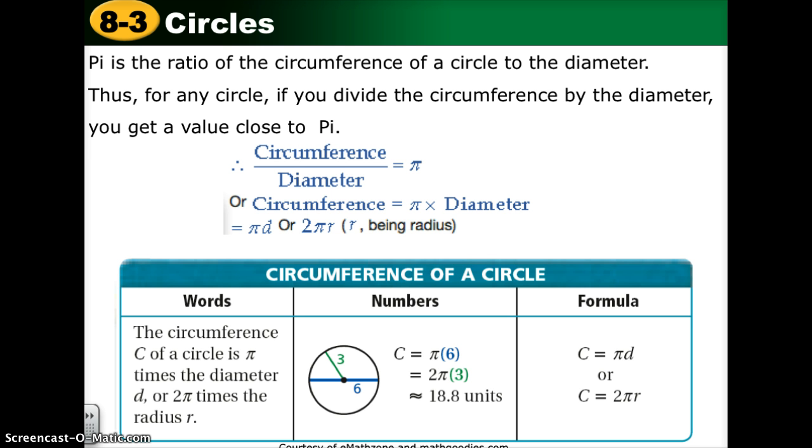So circumference divided by diameter would give us pi, which means circumference is equal to pi times the diameter, using our algebra steps. We can also change diameter to 2r because the radius needs to be doubled to equal the diameter. So you can see down here we have two different formulas for the circumference. Choose one that you like to work with. You just have to remember, if you're working with a radius, you need to double it to become a diameter.